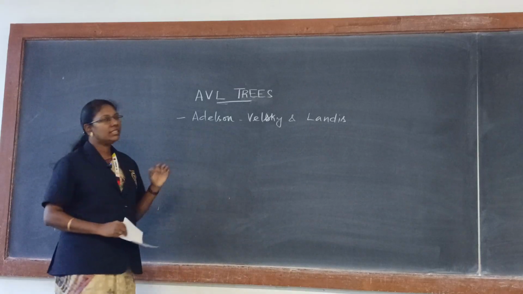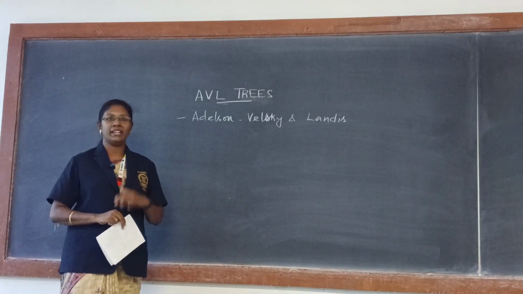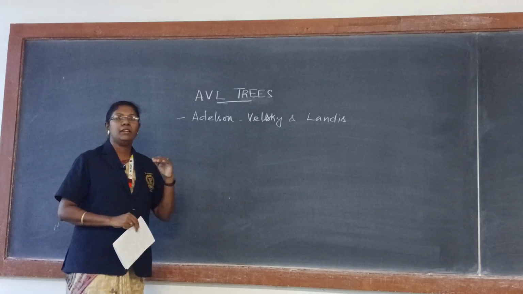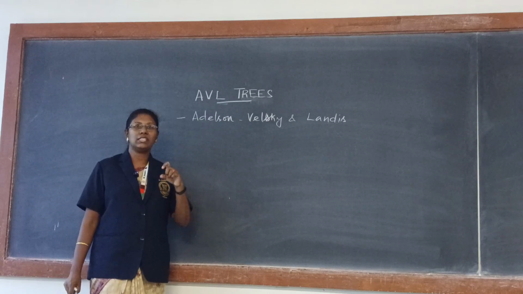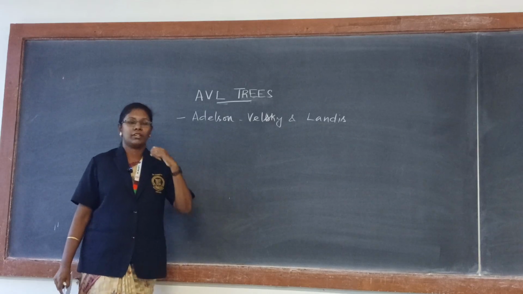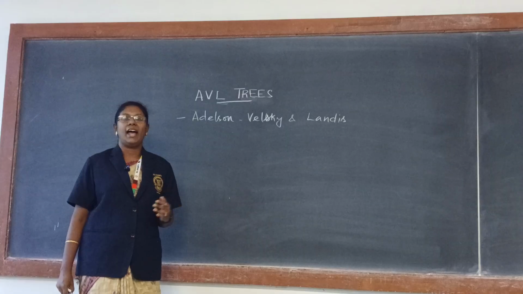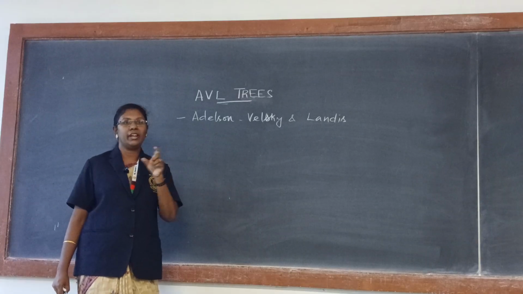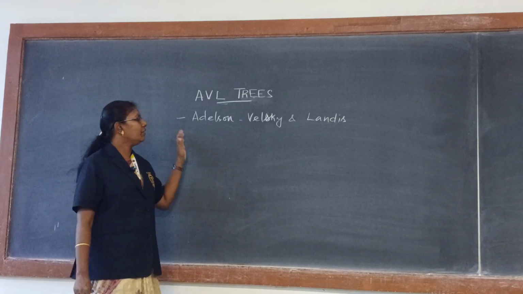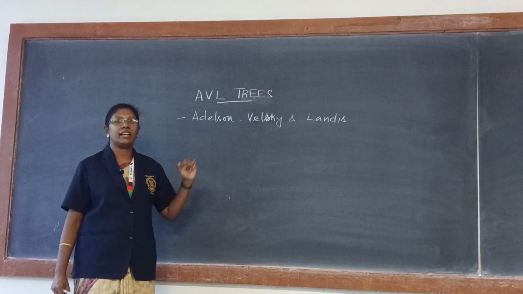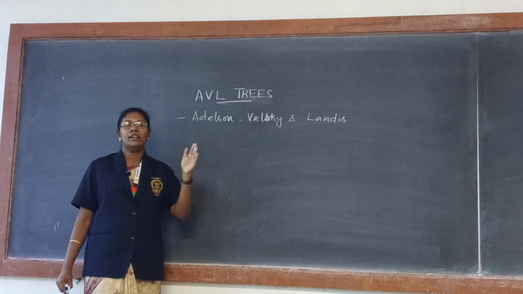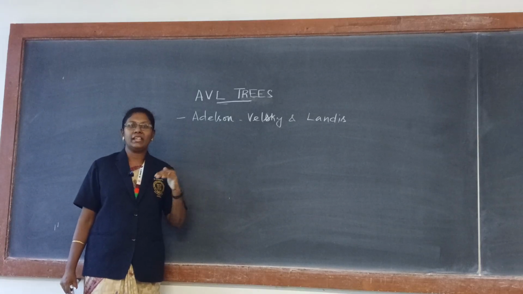This AVL tree is one type of binary search tree, because in a binary search tree each node contains a value which is lesser than the root node on the left side and greater than the root node on the right side. AVL trees also satisfy the same property. That's why we categorize the AVL tree under the concept of binary search tree.